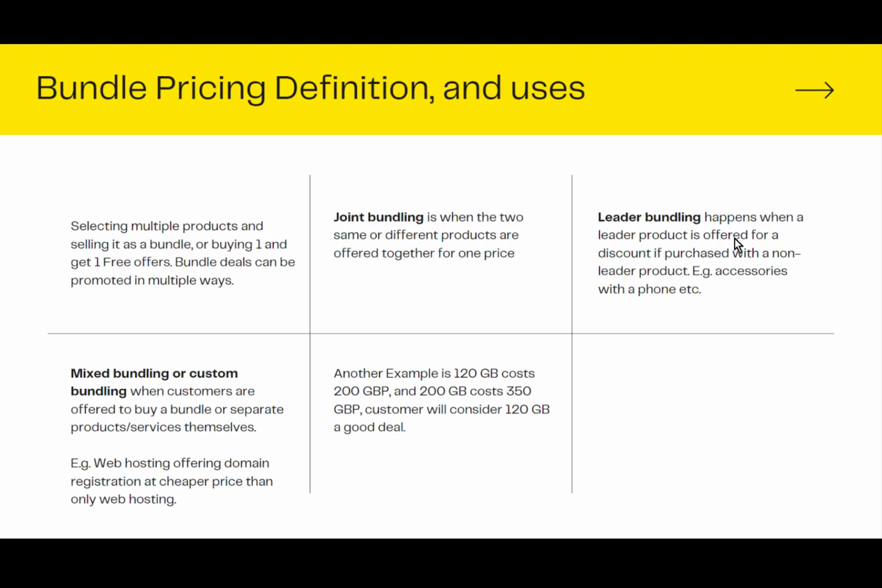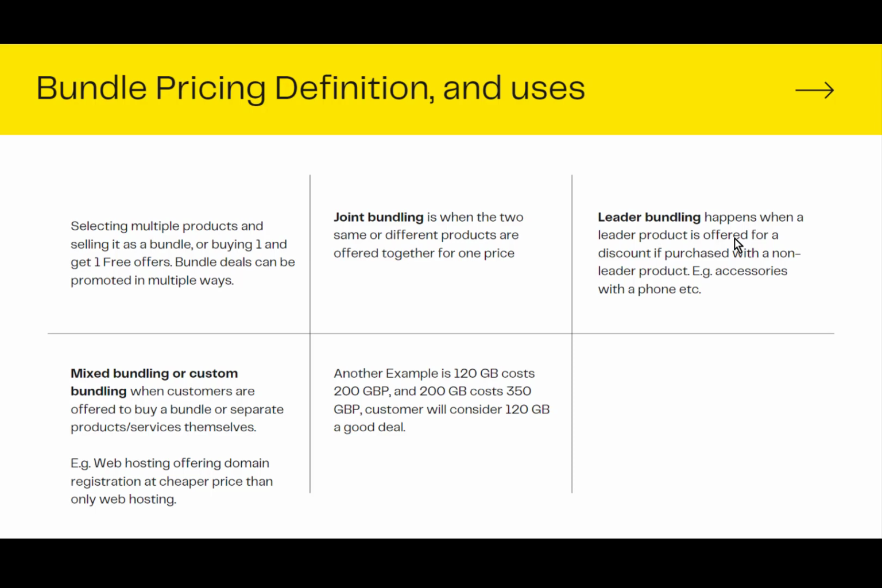Then you have joint bundling. It is when two same or different products are offered together for one price. Leader bundling happens when a leader product is offered for a discount if purchased with a non-leader product. For example, accessories with a phone.